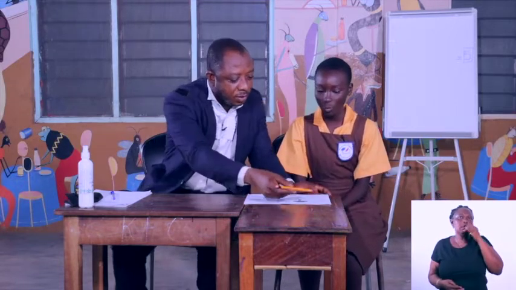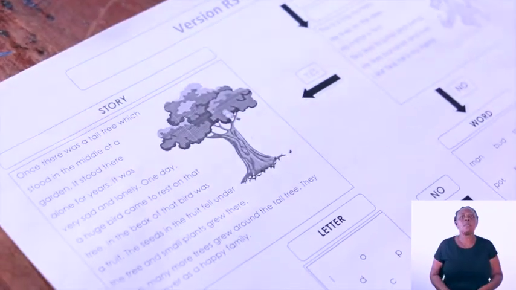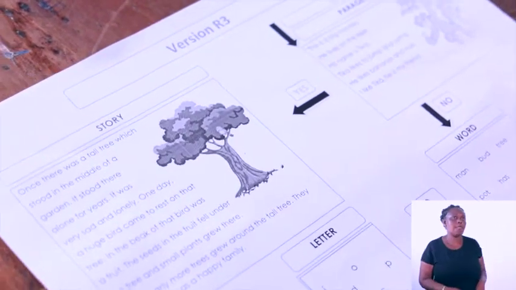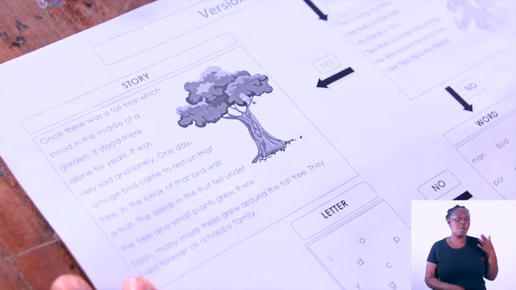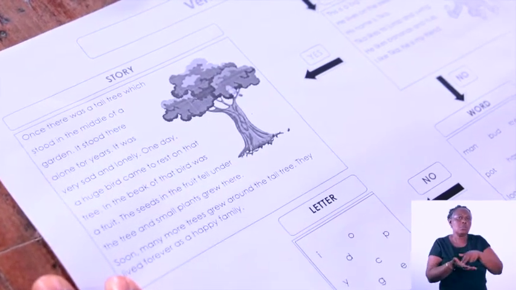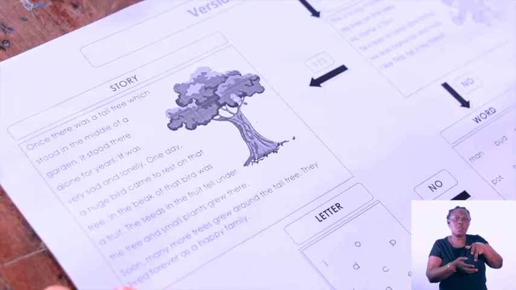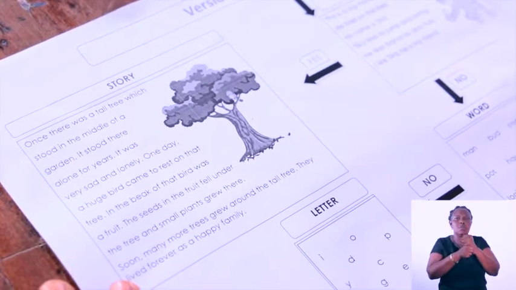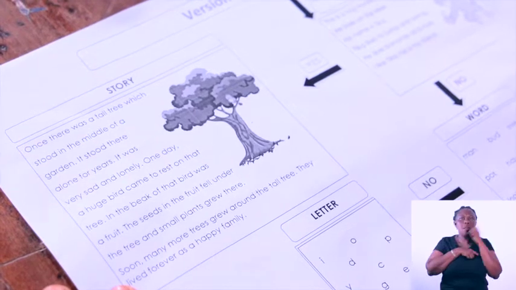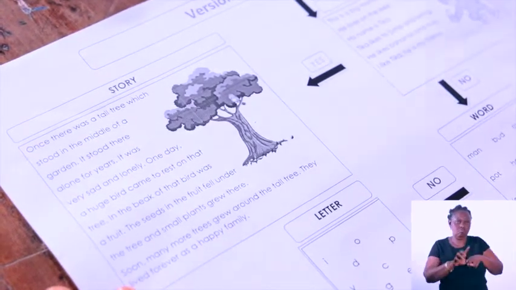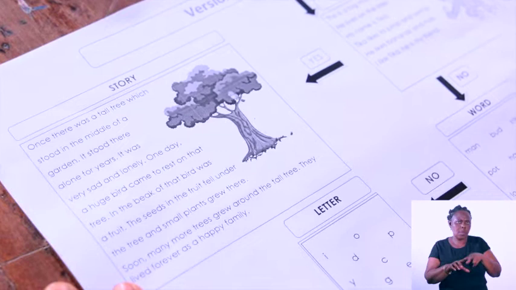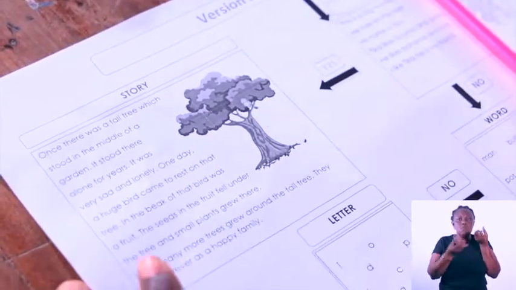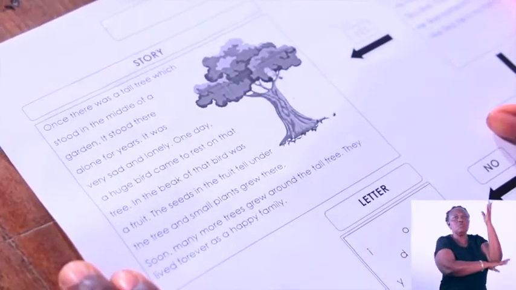Okay, so let's move to this section. Can you read the part of it? Once there was a tall tree which stood in the middle of a garden. It stood there alone for years. It was very sad and lonely. One day, a huge bird came to rest on that tree. In the beak of that bird was a fruit. The seeds of the fruit fell under the tree and the small plants grew there. Soon, many more trees grew around the tall tree. They lived forever as a happy family.